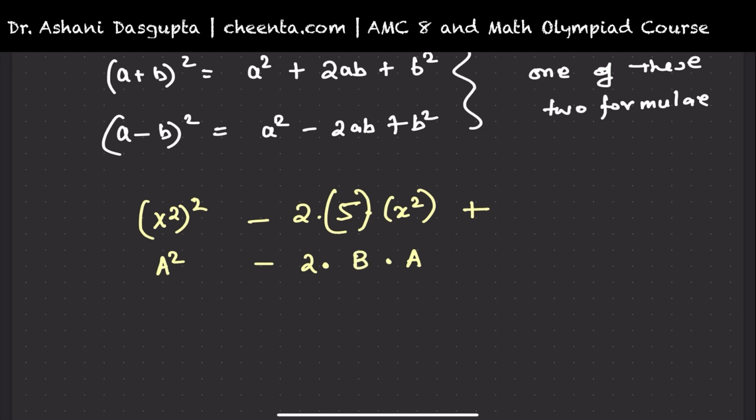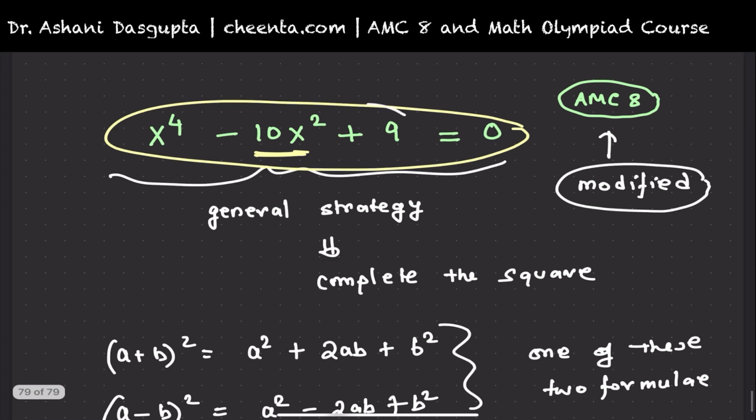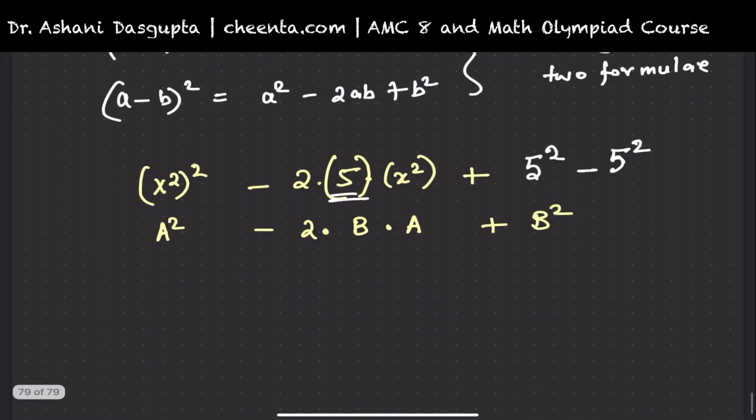then I would need b squared to complete the square, right? So I would forcefully introduce 5 square here because that would be my b square. But I would also subtract 5 square because it was not there originally. I cannot change the expression, so I will add and subtract the same thing. And then I will add a 9, because that was there. This is equal to 0.